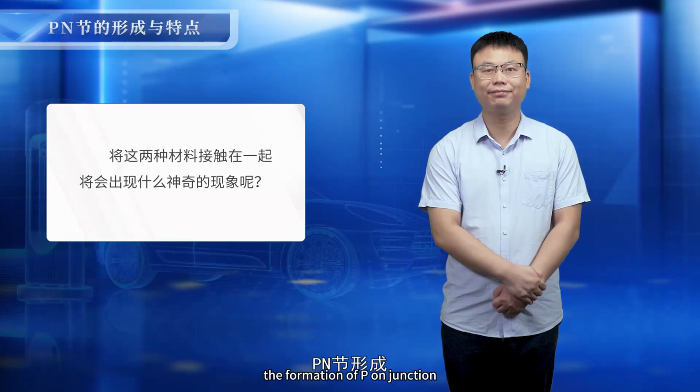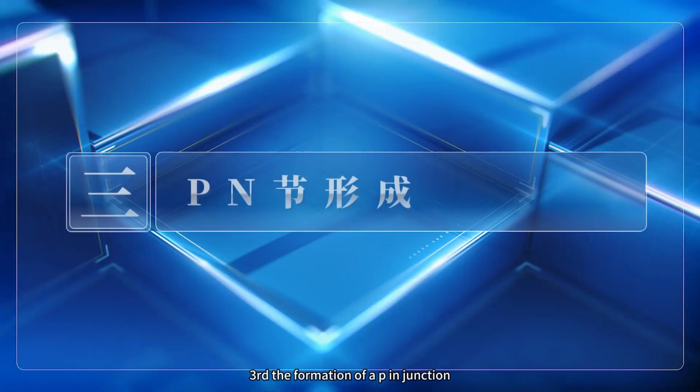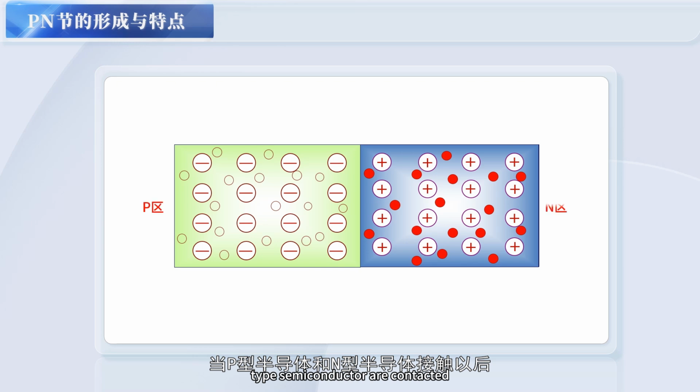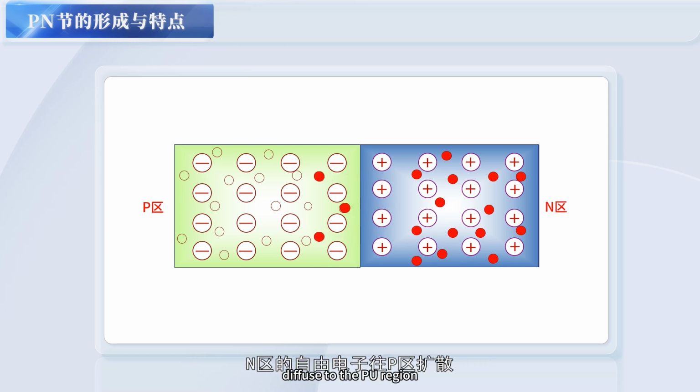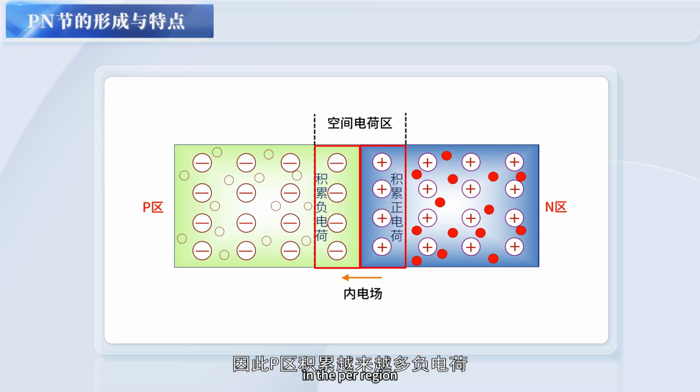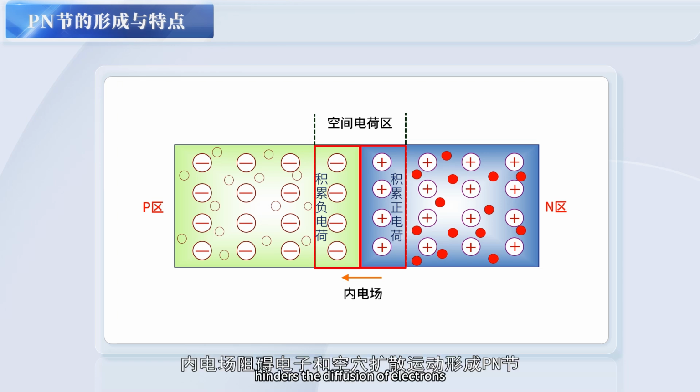The formation of the PN junction. Third, the formation of a PN junction. When a P-type semiconductor and an N-type semiconductor are in contact, the free electrons in the N region diffuse to the P region, and holes in the P region diffuse to the N region. So more and more negative charges accumulate in the P region, and the N region accumulates more and more positive charges, which forms an internal electric field. It points from N to P. The internal electric field hinders the diffusion of electrons and holes, forming a PN junction.